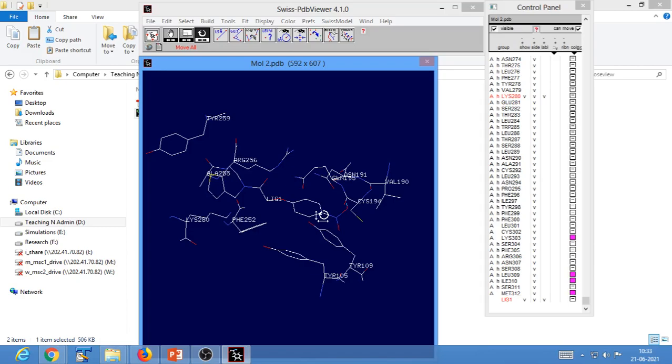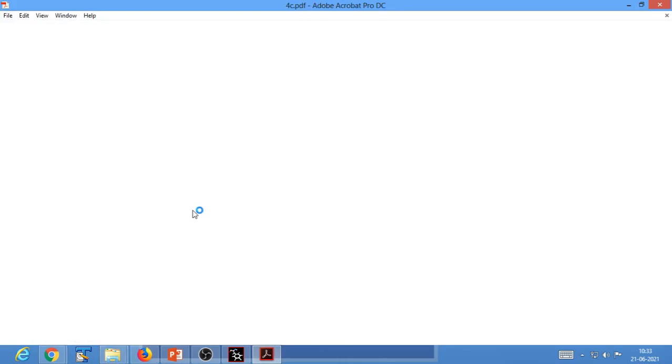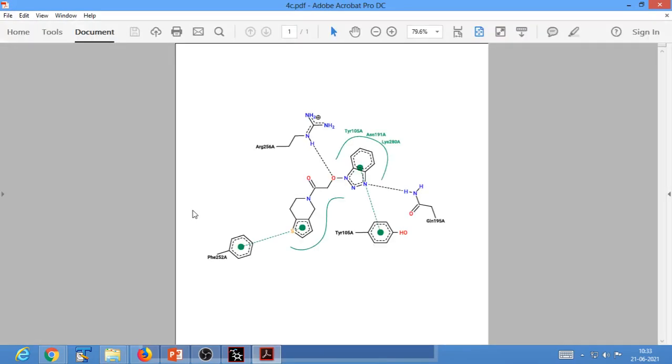There are online software tools. One of them is called PoseView. PoseView is software wherein you can detect if your protein ligand complex contains pi stacking interaction or not. What you are supposed to do in that software is load your protein molecule, load your ligand molecule, and then it would give you a two-dimensional depiction of your molecule.